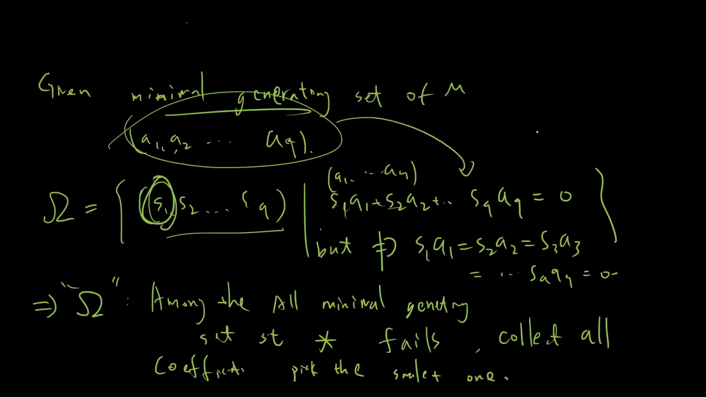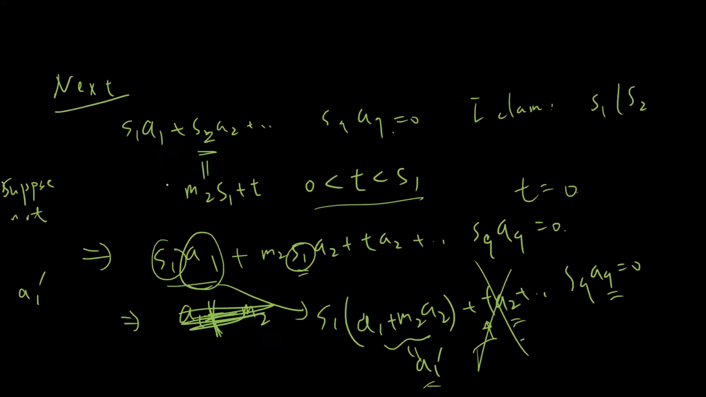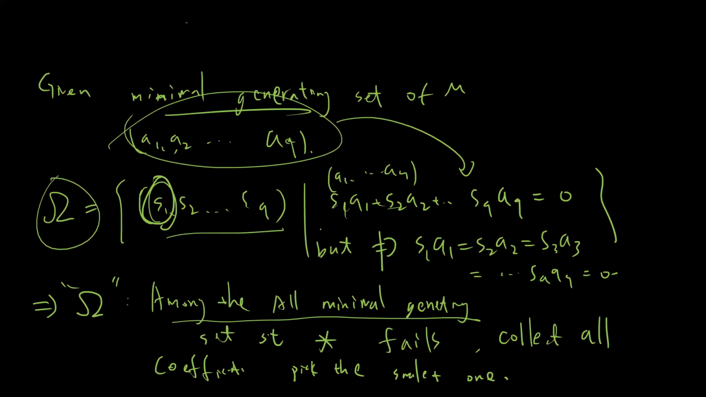Okay, so now you know the trick. Remember that omega is, among all the minimum generating sets, I pick out all the relations such that this property fails, and I pick the smallest coefficient, and I call it S1. Okay, so this is the most difficult part. By the way, this omega is just a subset. Each coefficient is a positive integer, so there's always a smallest one.